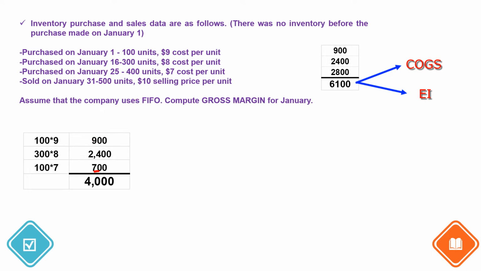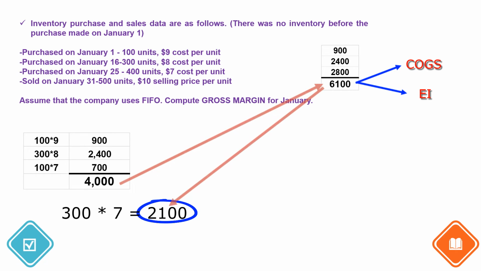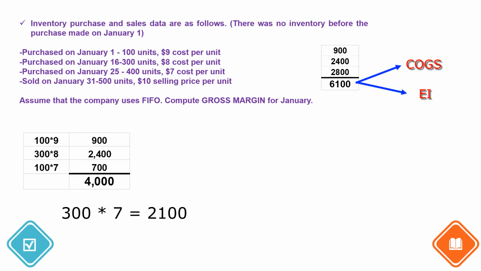So this would be cost of goods sold, which means my ending inventory is what is left. If that's 500, there are 300 left at this $7. That's the way to look at that. If you look at FIFO and add this out, the 900, the 2,400, and the 700, then cost of goods sold is 4,000, and the ending inventory is 2,100. Again, cost of goods sold 4,000 and ending inventory 2,100, and the sum of that is your 6,100.